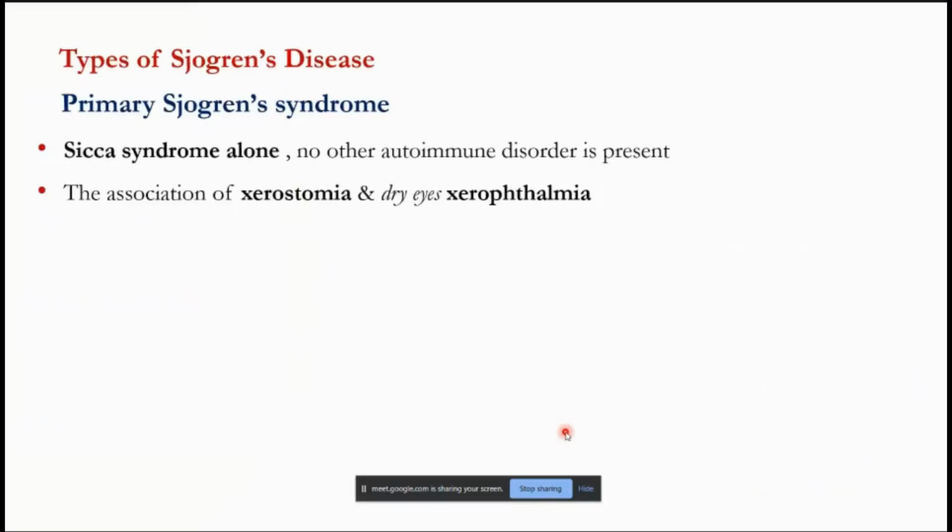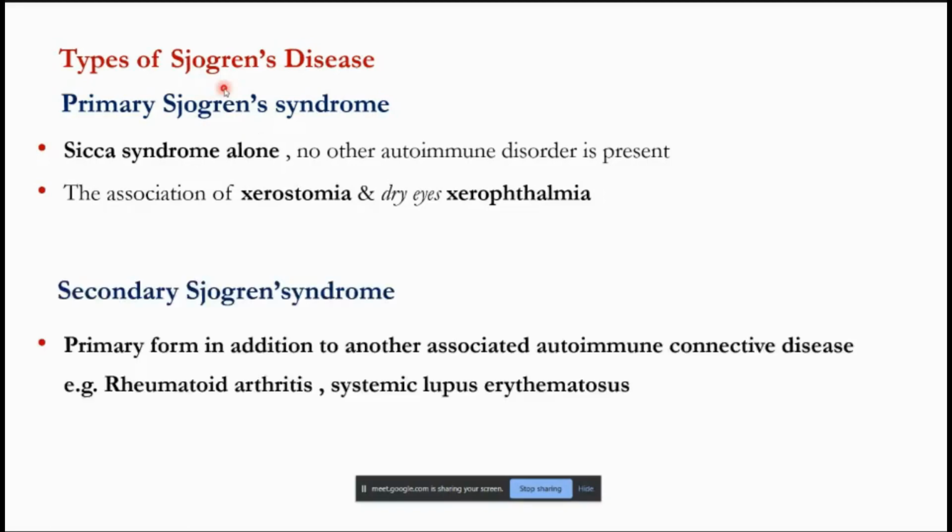So there are two types of Sjögren's disease. One is primary Sjögren syndrome, and the other, of course, is secondary. In primary, you just see the sicca syndrome. There is no other autoimmune disorder present. So what is sicca syndrome? It is a combination of dry mouth and dry eye. Xerostomia and xerophthalmia is called sicca syndrome, correct? So that's the primary Sjögren's disease or syndrome.